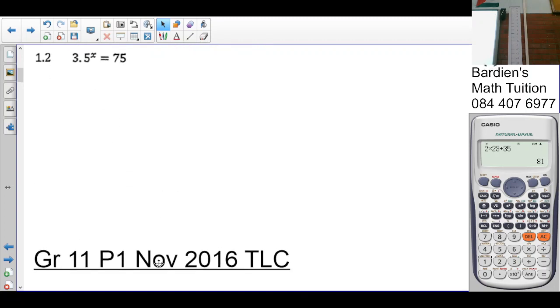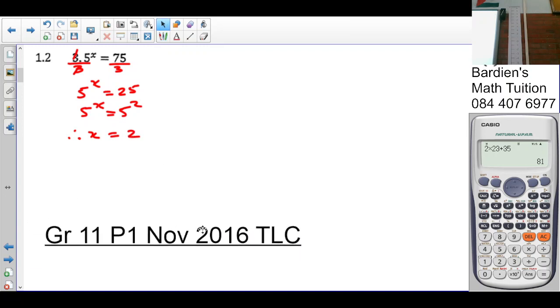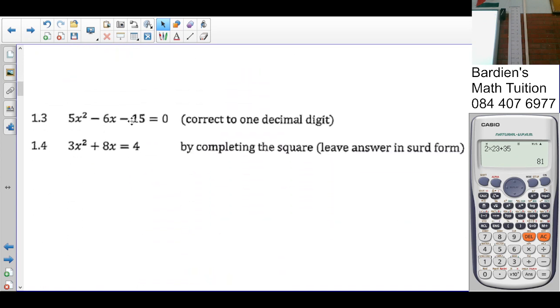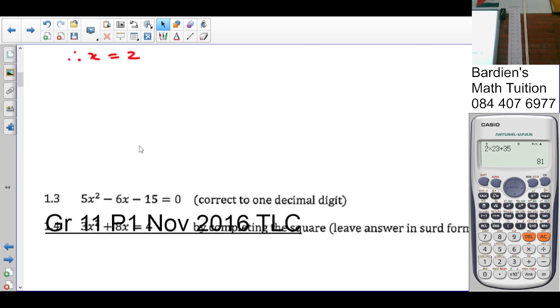In 1.2, the question again says solve for x. We carry on. So you divide by 3 first to isolate the base there. So 5 to the x is equal to 25. 25 can be written as 5 squared, therefore x is equal to 2. Remember, when bases are the same, the exponents are equal.